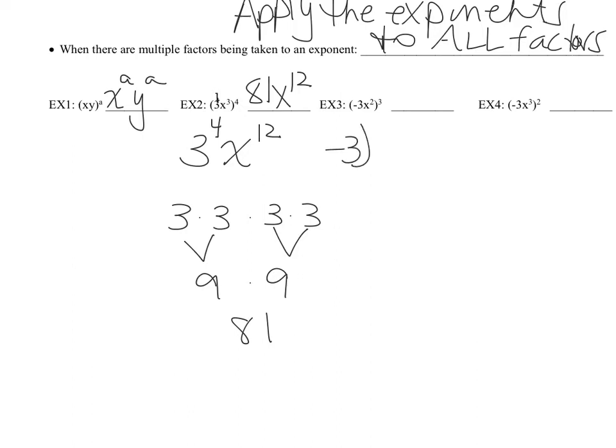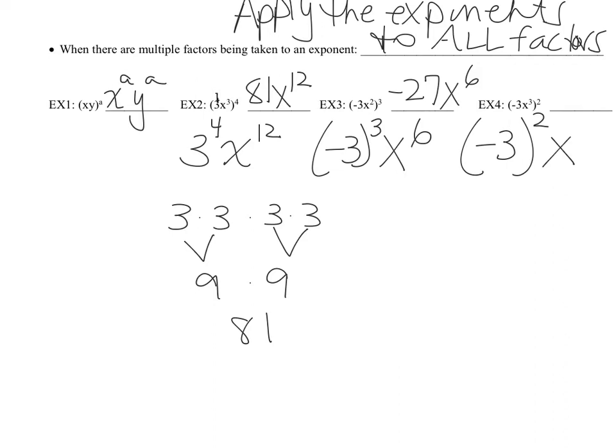You do negative 3x squared to the third power, so it's negative 3 to the third, x to the sixth. And negative 3 to the third is negative 27, x to the sixth. And then the next one looks like this. You're taking negative 3 to the second power, x to the sixth power.